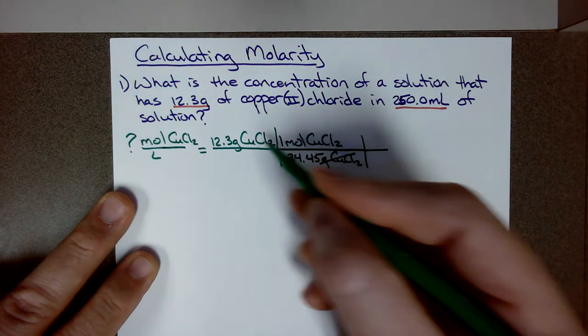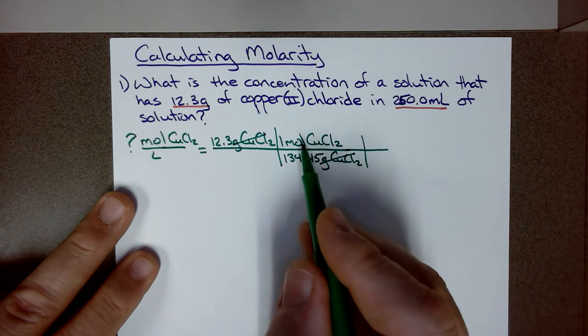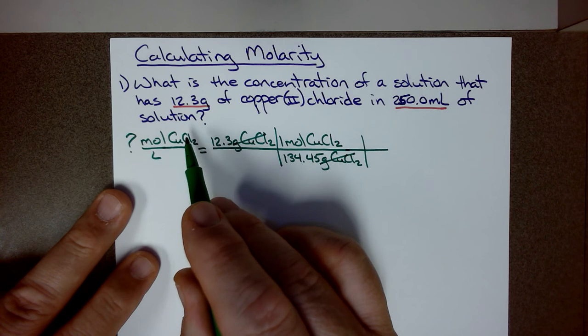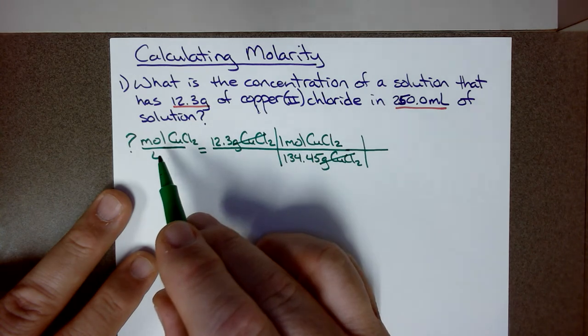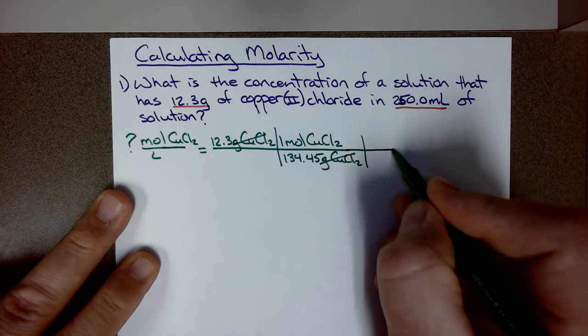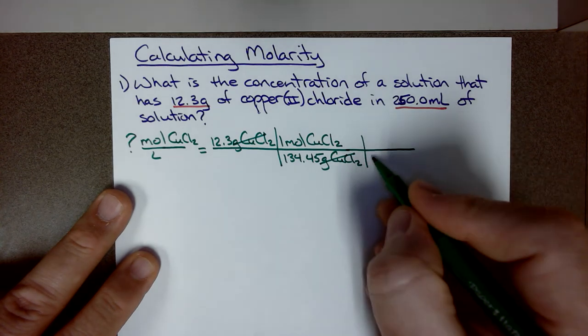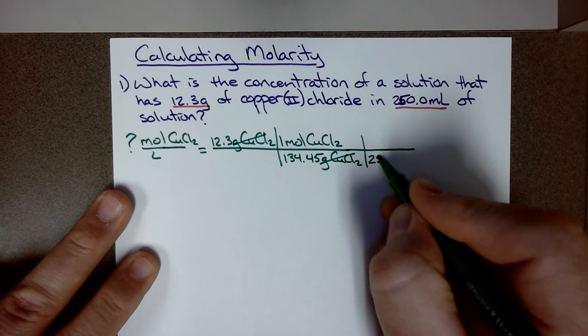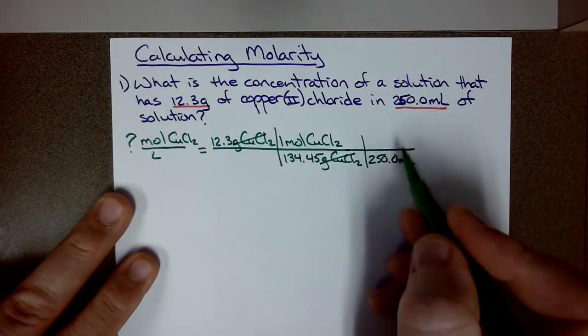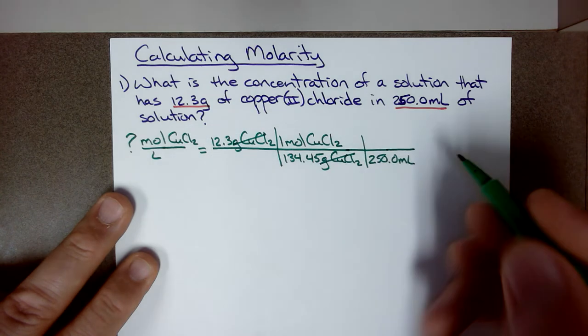So now I can cancel the mass. Now I have moles on top. What I'm missing is a volume unit. Well, the volume unit that I have is 250 milliliters. So I'm going to put that on bottom, 250 milliliters. The thing is, I don't want milliliters, I want liters, so I've got to do a conversion factor.